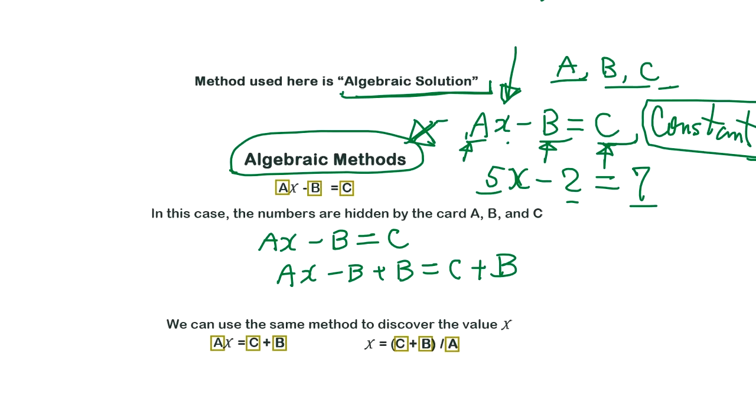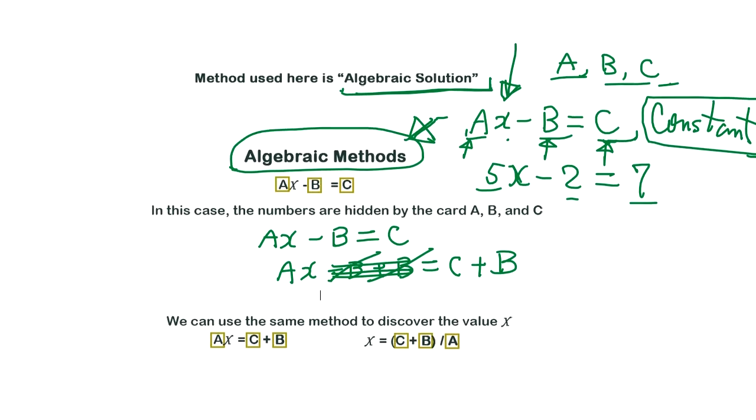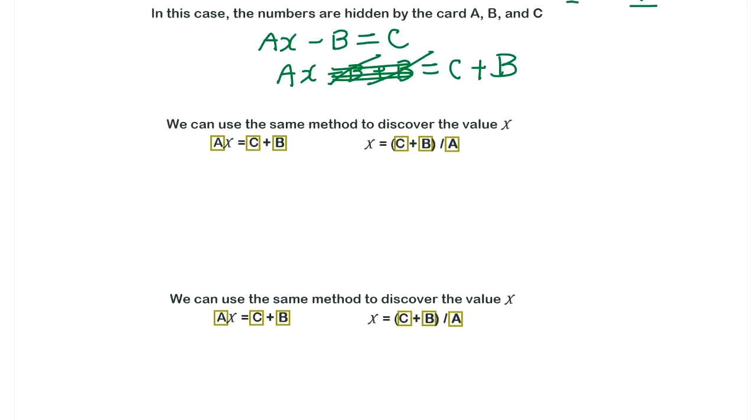Right? But whatever the value b is, it's subtract and add, so forget about this one. Okay, we're getting closer. Now, what we do is, we have ax equals c plus b.